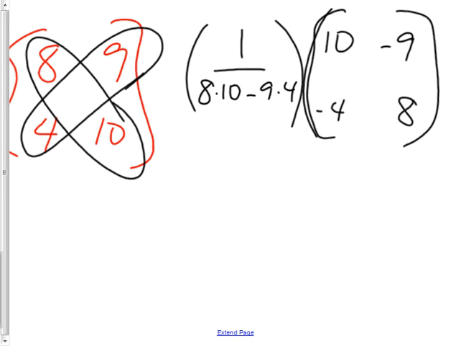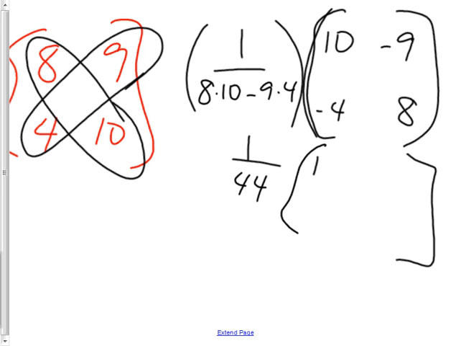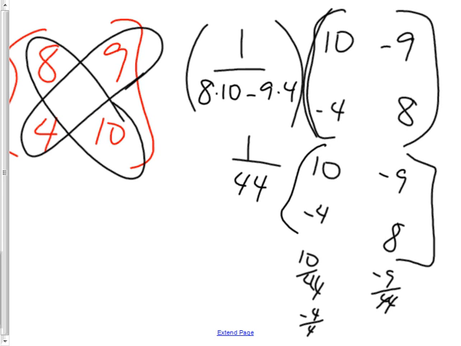Okay, so 1 over 80 minus 36. What the heck is 80 minus 36? 54? 44. Okay, times all of these numbers. So 10, negative 4, negative 9, and 8. So now I have to multiply this. You're basically dividing everything by 44. 10 44ths, and negative 9 44ths, and negative 4 44ths, and 8 44ths.